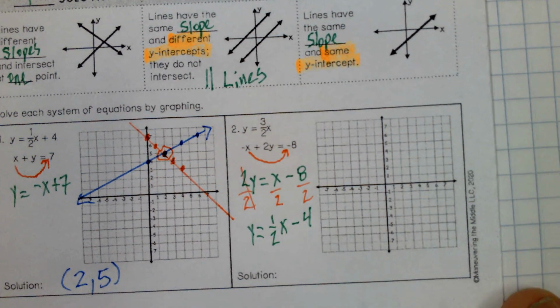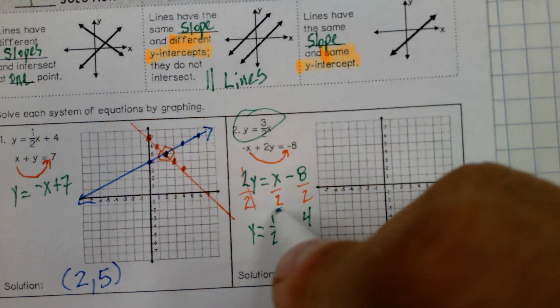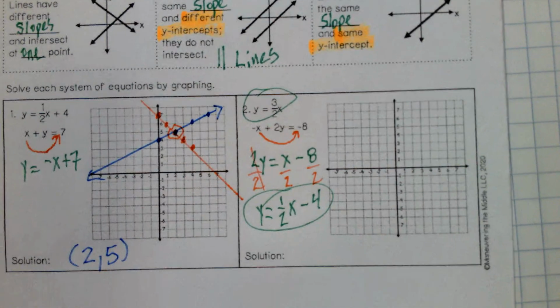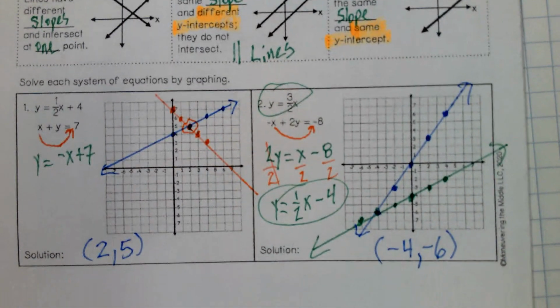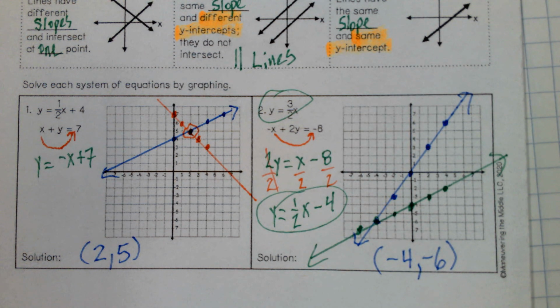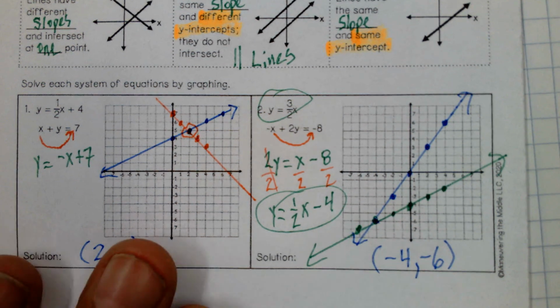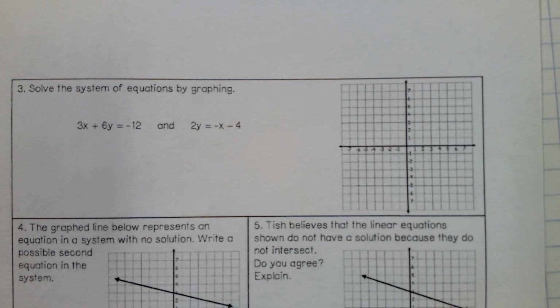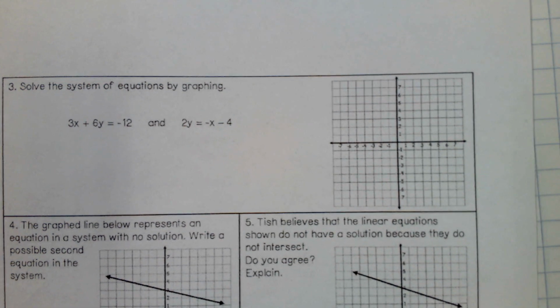Okay, so go ahead and graph these two. This one and this one. Okay, I'll give you some time for that. I saw that they intersected at -4, -6. So we have one solution. Okay, so I want you to flip this over to the backside. And let's start with number 3. I'd like you to work on number 3 with your table partner.